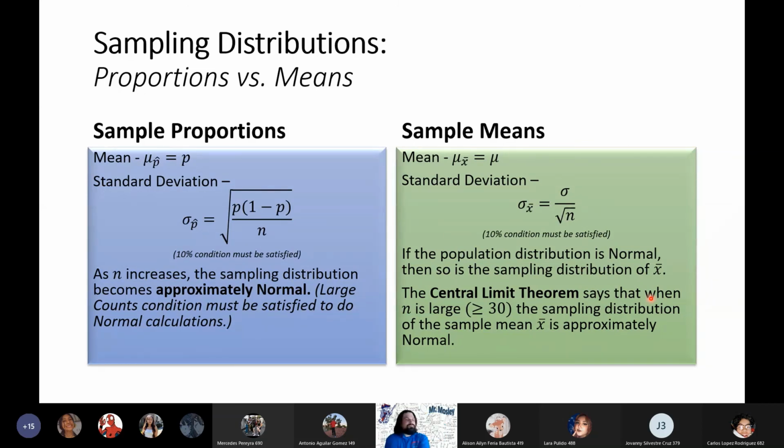When it comes to sample means, the mean of x bar is equal to the mean of the population, and the standard deviation of x bar is equal to the standard deviation divided by the square root of the sample size, n. And again, for the standard deviation, the 10% condition must be satisfied. So it's always good to check the 10% condition when you're dealing with sampling distributions. If the population distribution is normal, then so is the sampling distribution of x bar. And the central limit theorem says that when n is large, greater than or equal to 30, the sampling distribution of the sample mean x bar is also approximately normal. This puts it all in a nutshell here, side by side.